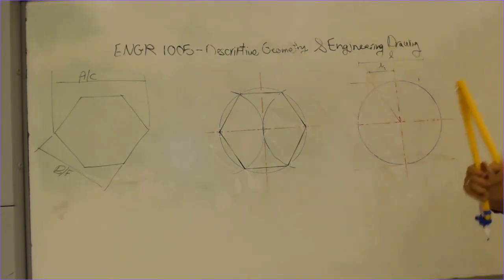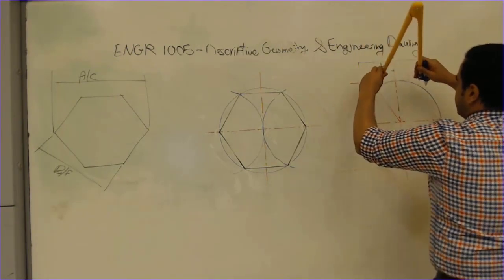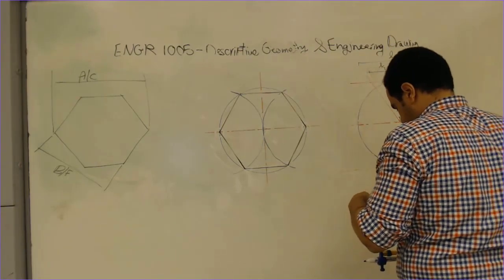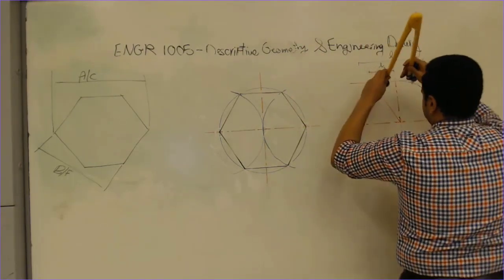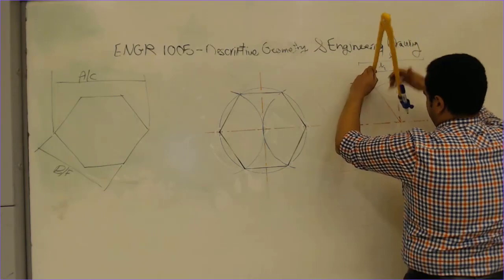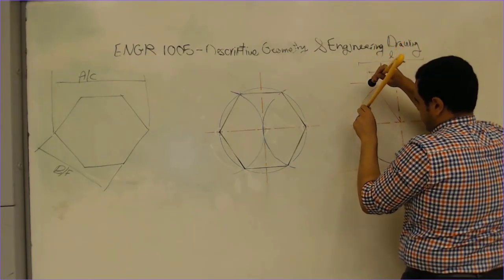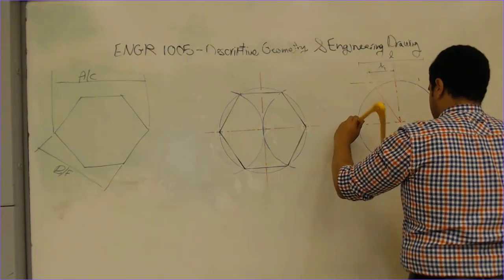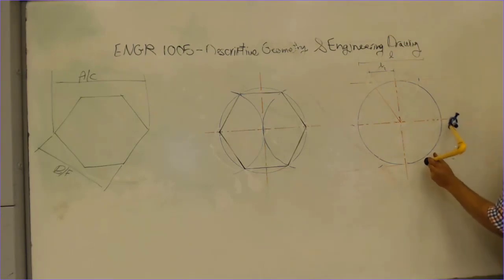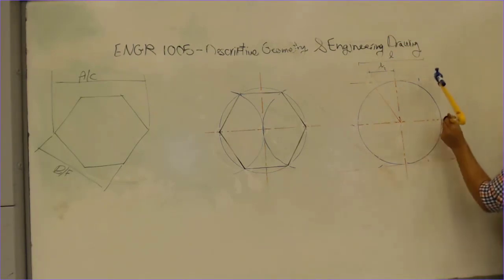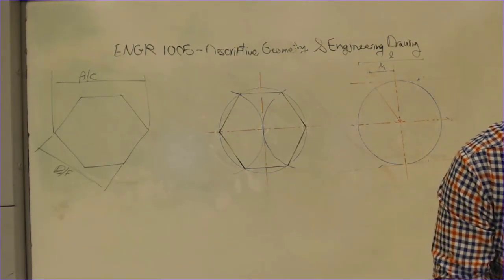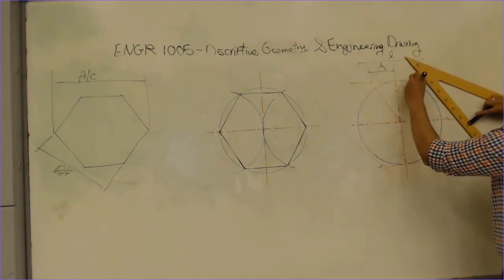Okay? And now I'm going to take the full length from here, and I'm going to place it right here. And from here to there. And this one should be closing with that. Okay? So my hexagon is going to be like this.